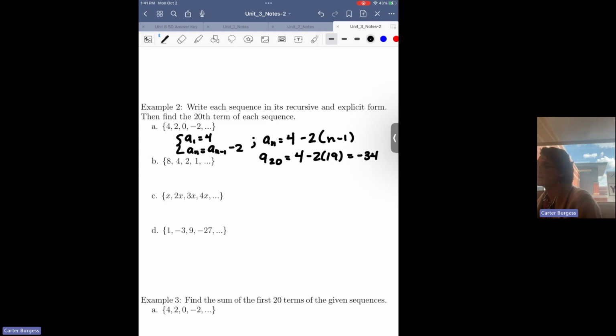So you certainly can use the recursive form. I would not recommend using the recursive form for these specifically. Not that there's anything wrong with it, it's just slow.